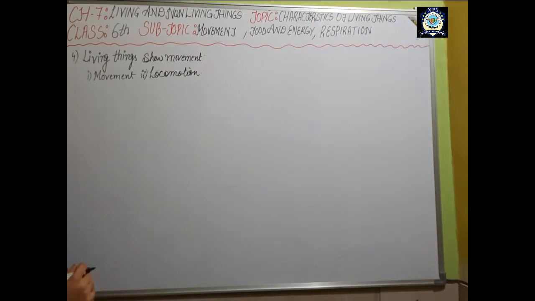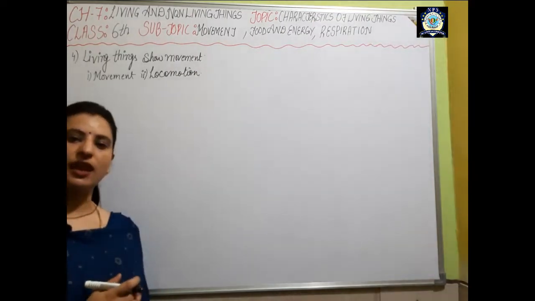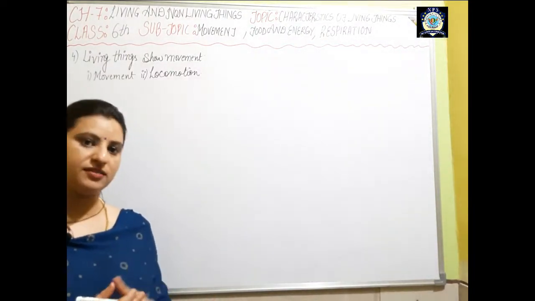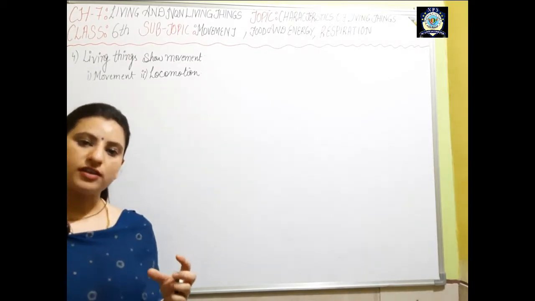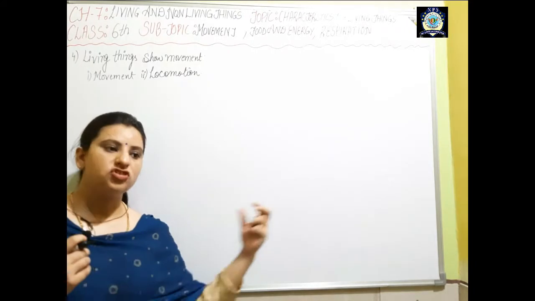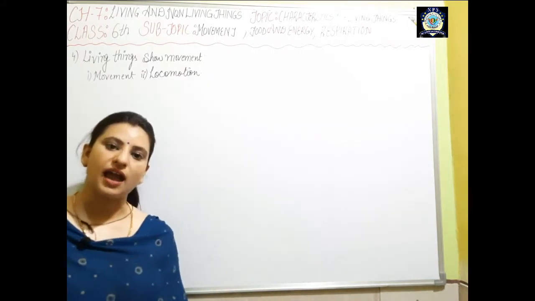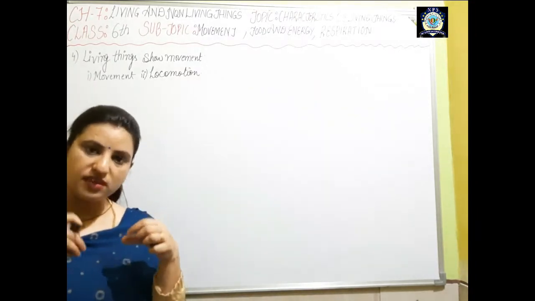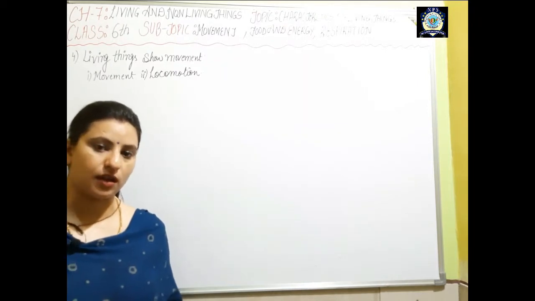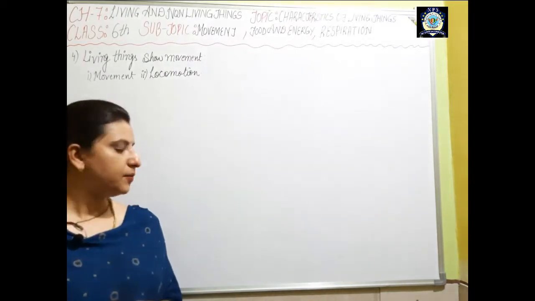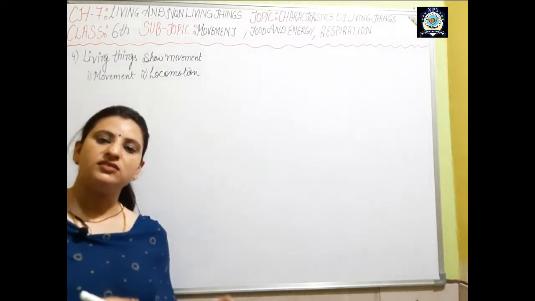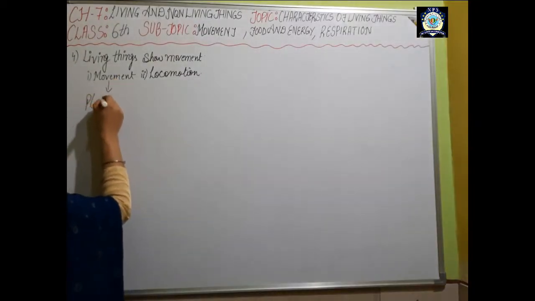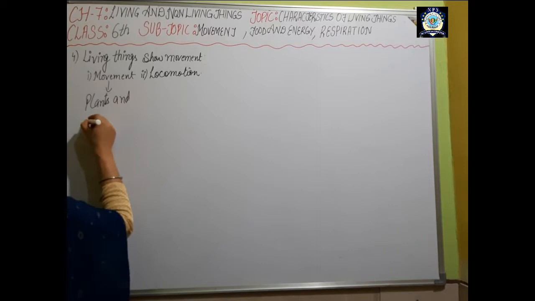So movement means a change in any body part of the organism. Maybe it's a plant, maybe it's an animal. For example, if I am just moving my hand, waving my hand, turning my head, this is movement. Why is it movement? Because I am still on one position. I am not changing my position with time, but I am changing my posture with time. So similarly, plants and animals, they both show movement.